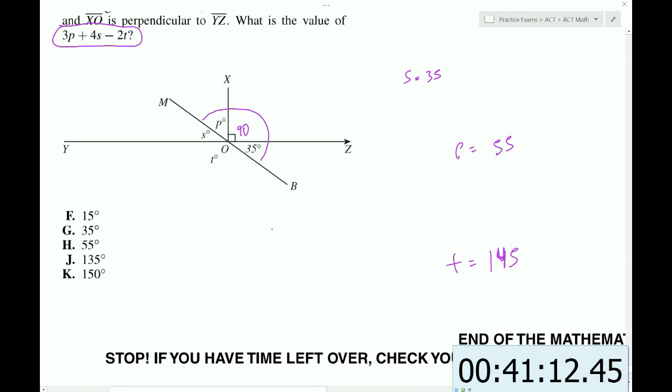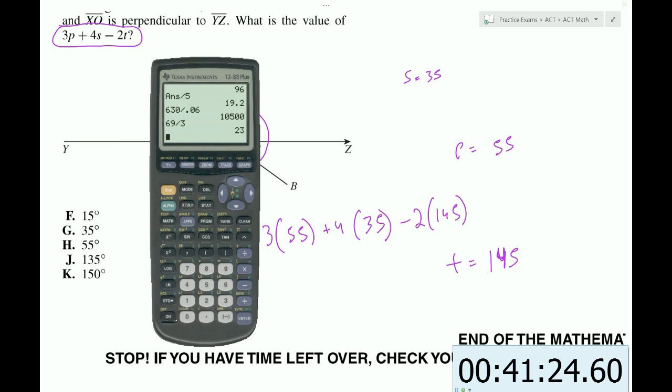So now that I have all of them, I can find out whatever weird combination they wanted. So 3 times P, right, plus 4 times S, minus 2 times T. So we'll calculate it. 3 times 55 plus 4 times 35 minus 2 times 145. 15.